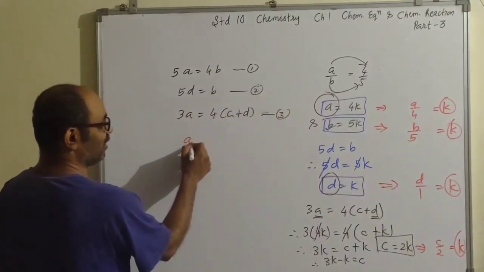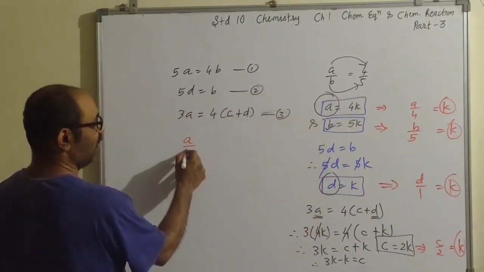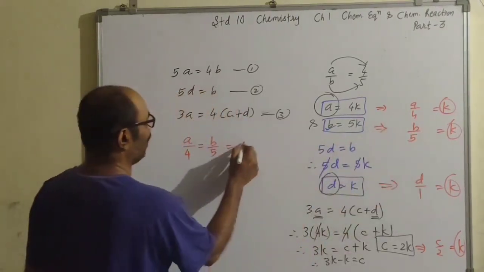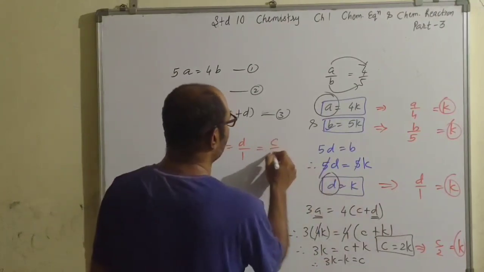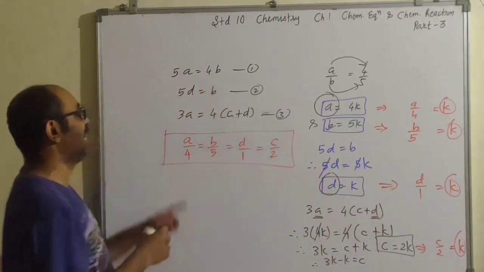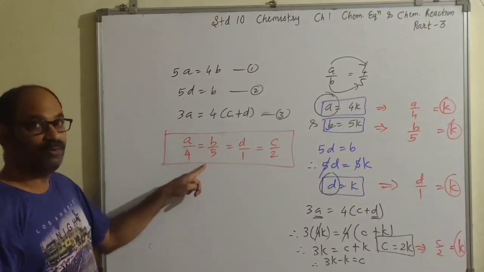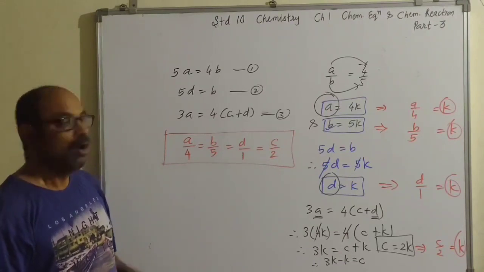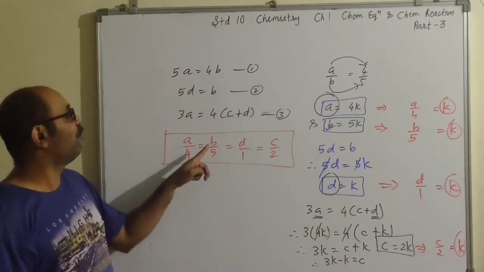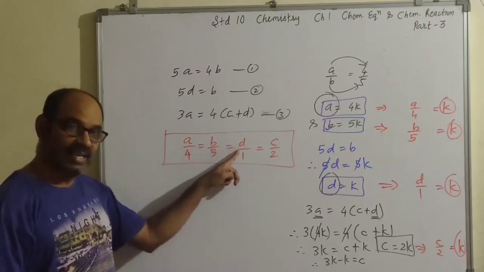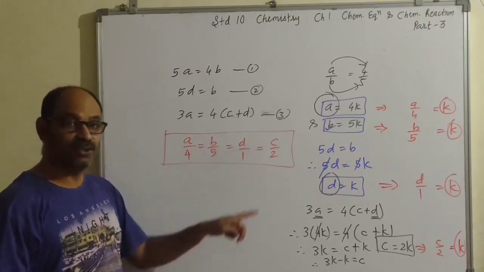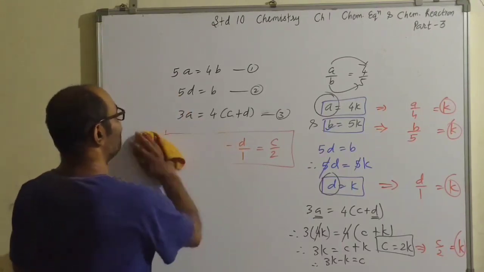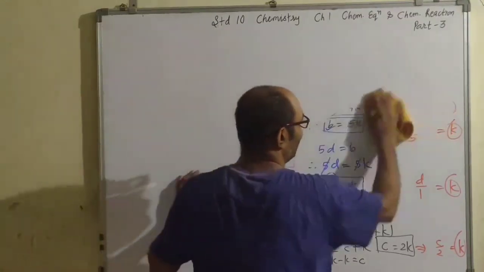K, correct? So, you can say from those 4 equations, A upon 4 is equal to B upon 5 is equal to D upon 1 is equal to C upon 2. From this, you can say A is equal to 4, B is equal to 5, D is equal to 1 and C is equal to 2. Or A is a multiple of 4, B a multiple of 5, D a multiple of 1, C a multiple of 2. Clear to you? Now let's see the balancing of equations.